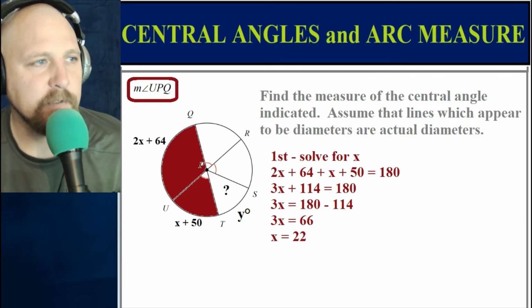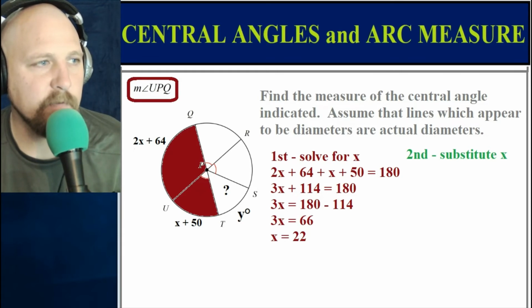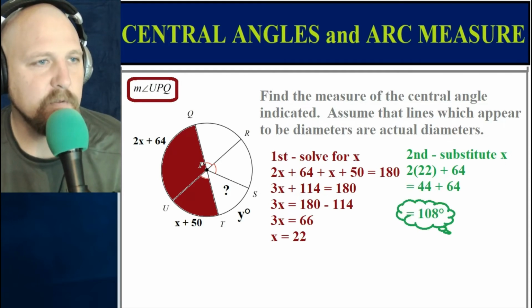And then, like we just said, substitute the x for the central angle we're trying to find, which is 2x plus 64, which looks like 2 times 22, because 22 is our x, plus 64. That's going to simplify to 44 plus 64, which gives us our answer of 108 degrees for the measure of angle UPQ.